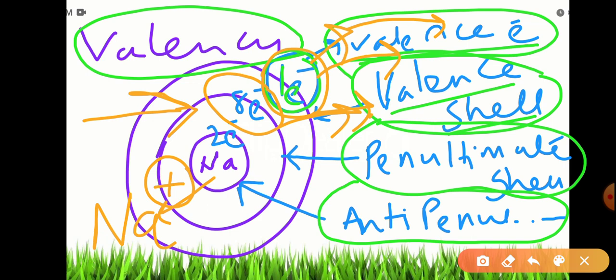The number of electrons an atom shares with other elements, donates to other elements, or accepts from other elements is called its valency. So here the valence shell is the last shell and it contains the valence electron. This valence electron is used to determine the valency. The valency of sodium is 1. We will see another example, that is the example of chlorine.